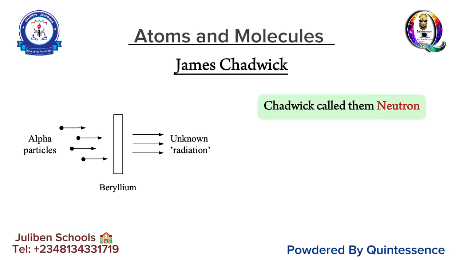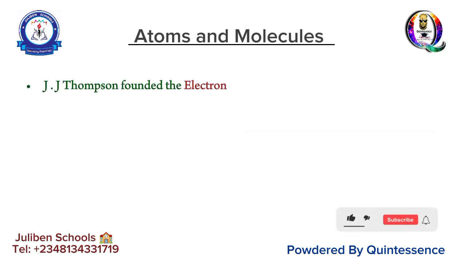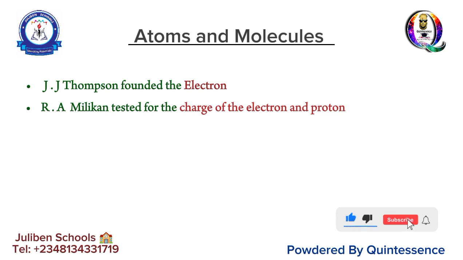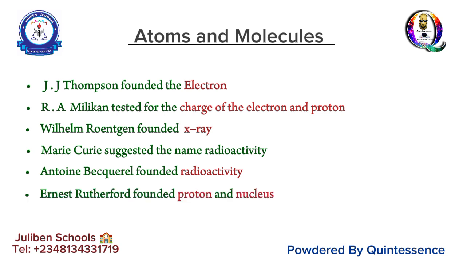Very, very important. The weight of this neutron particle was known to be 1.67495 times 10 raised to the power minus 24 grams. If you want it in kilograms, it's minus 27 kilograms. So all in all, J.J. Thomson found the electron, Millikan tested for the charge of the proton and the electron, Wilhelm Roentgen discovered X-rays, Marie Curie suggested radioactivity, and Antoine Becquerel is actually the founder of radioactivity. Rutherford, through his scattering experiment, found the proton and the nucleus as well. And then Chadwick was known for the neutron.